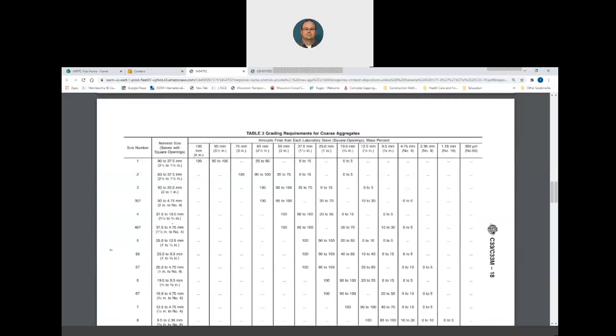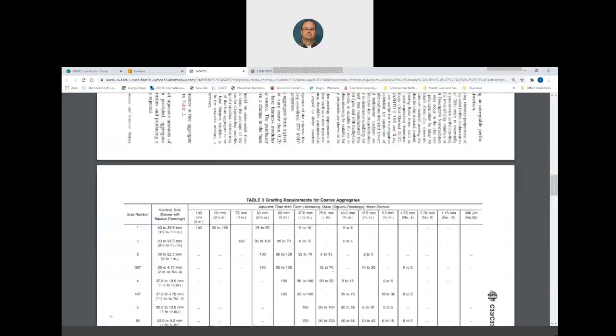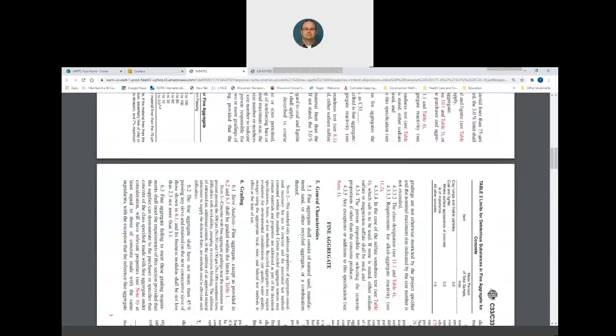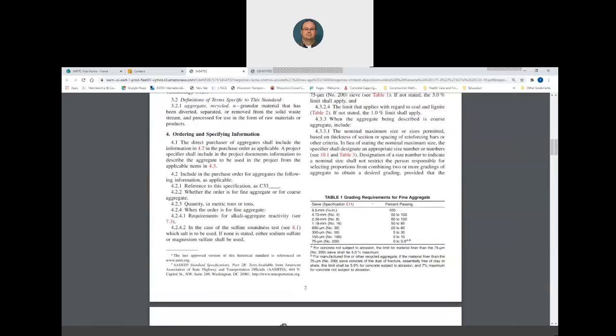Now, here's these stones. So what I'm asking you is which one of these stones will match the DOT coarse aggregate? And I'll go to the DOT next. So let's go to table 1. All right, rotate counterclockwise. Table 1, grading requirements for fine aggregate. There we go.